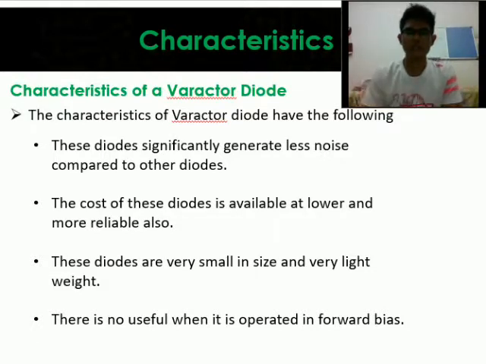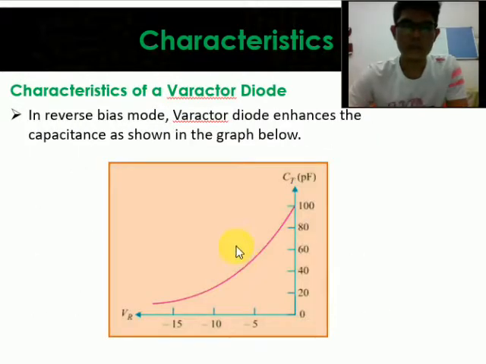If this diode is in forward bias, it is not useful, because this diode operates in reverse bias. When it comes to reverse bias mode, the varactor diode changes its capacitance as shown in the graph below.